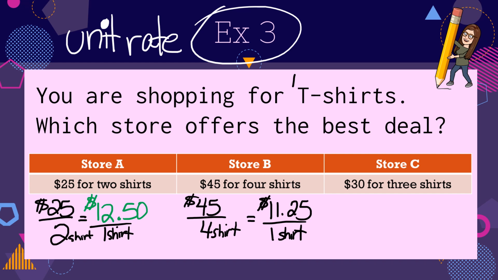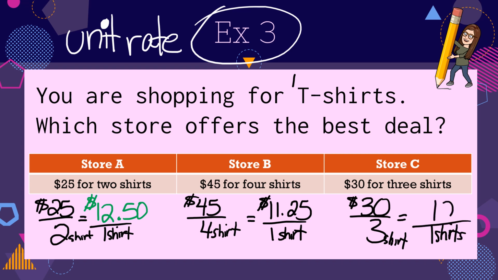Let's try another one. At store C, it costs $30 for 3 shirts. And I want to know how much one shirt costs. So I'm going to take 30 divided by 3, which is $10. See how those ratios are written next to each other and they're comparable?